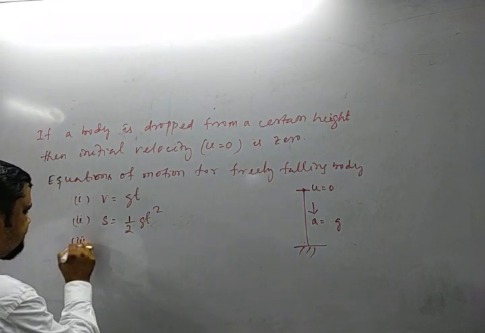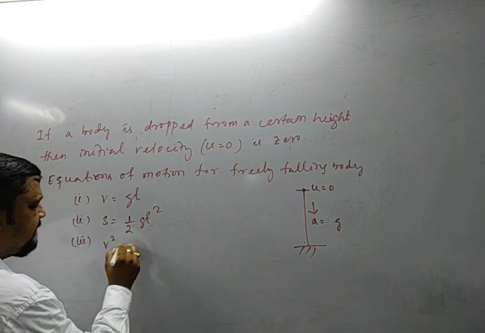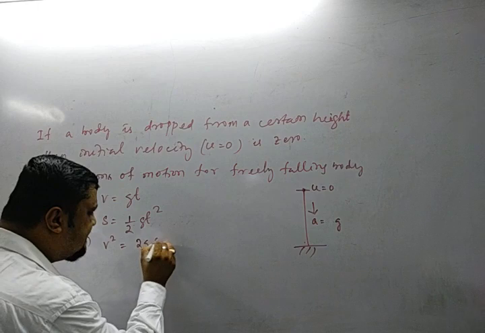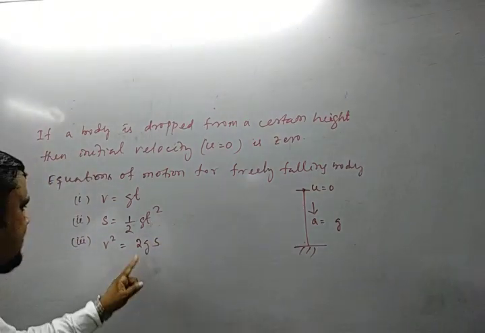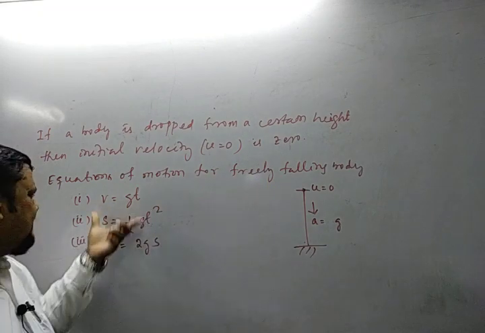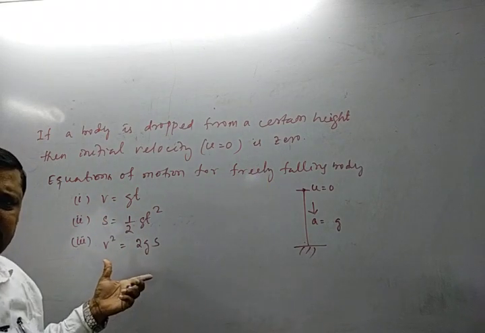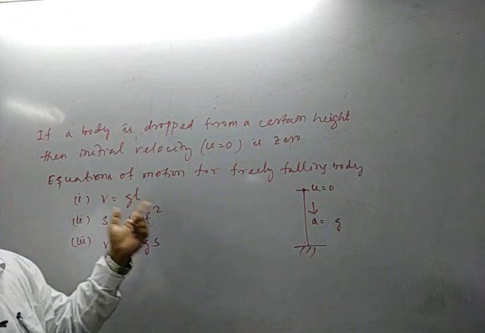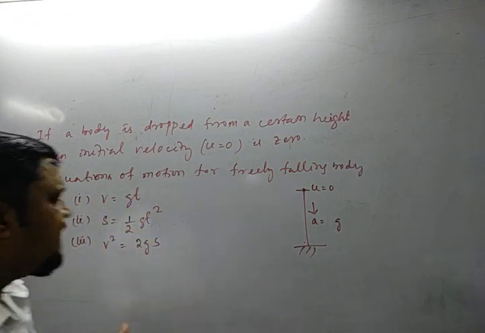Third one, v square is equal to u square, and u square is 0, so 2gs. Both are negative, all are negative. So no, I am not considering the sign. If you take the negative sign also, v negative, g negative, s negative, if you put all these things, all will get the same equations.